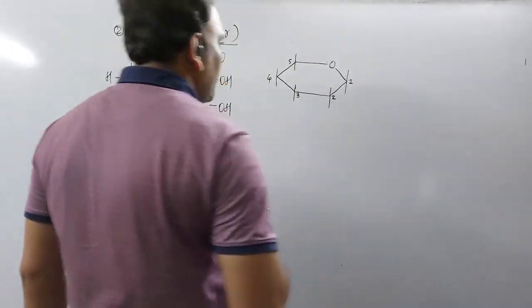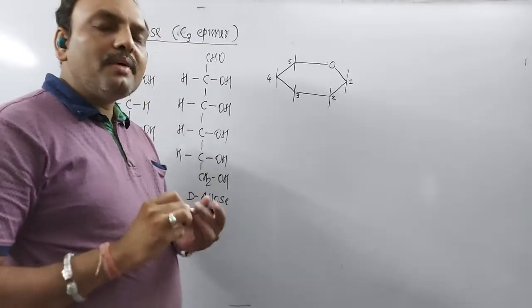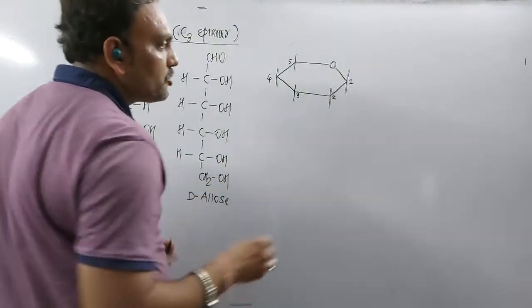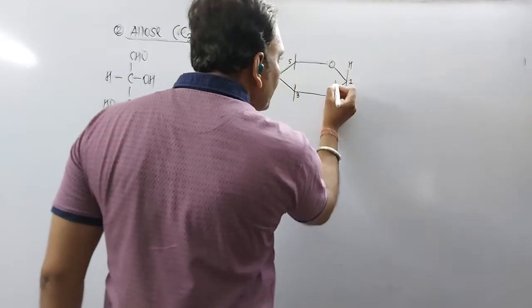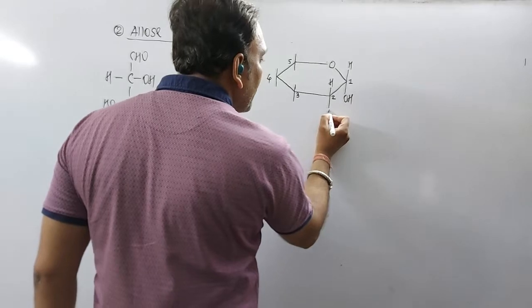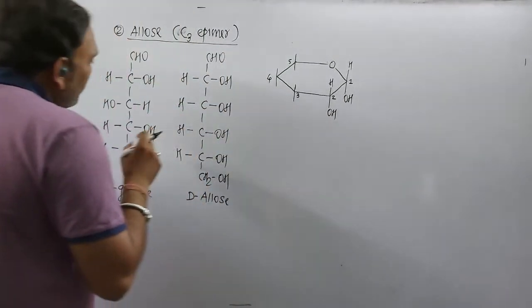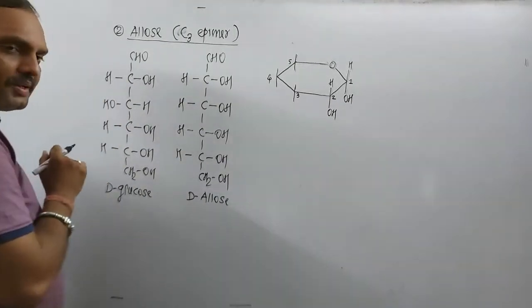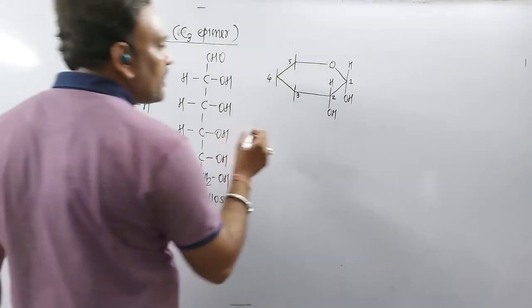Now, if you are willing to draw the alpha anomer, then we know very well that in case of alpha anomer, OH group is at right side. So it should be written in downward position like this. This happens to be the second carbon. Now, in case of glucose, we know very well that OH is on left side on third carbon. But allose happens to be the C3 epimer.